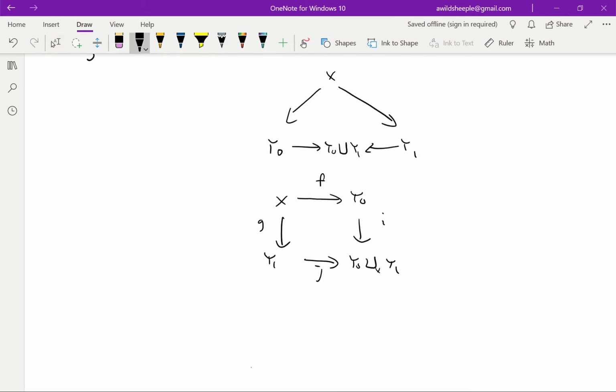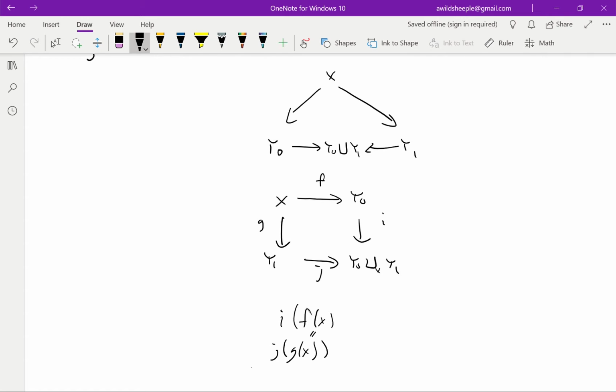Then if I do f of x followed by i, and also g of x followed by j, these need to be equal to each other. And so this is imposing restrictions coming from the maps. That's how you should think about this. Or if you like, maybe we're gluing y0 and y1 together, instead of just having a disjoint union, insisting that whatever is in the image of f and g, we make those things agree.